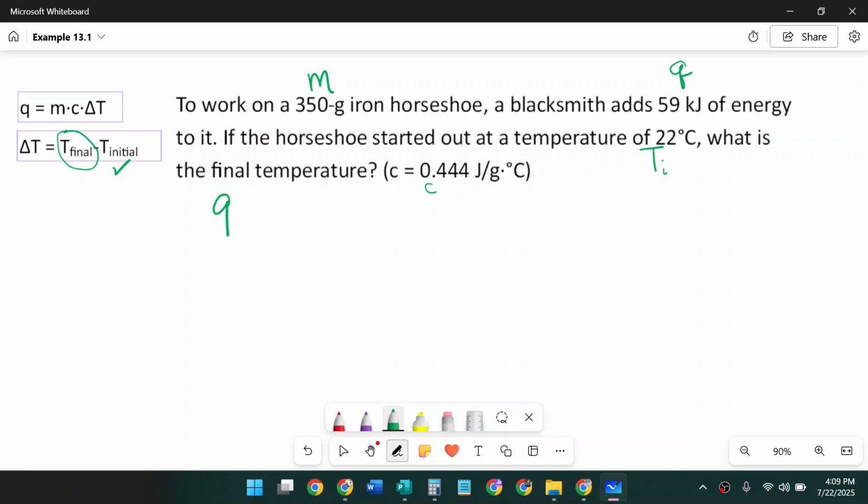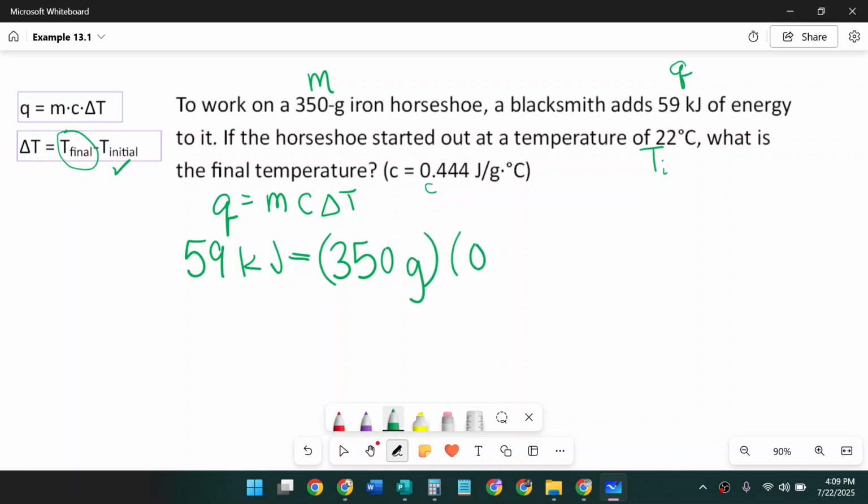Let's use our Q first. So Q equals MC change in T. Let's put in what we have. We have 59 kilojoules. This is where my purposeful mistake is going to come in. 350 grams times 0.444. Did I really write that down? Yep, I did. Joules per gram times this.